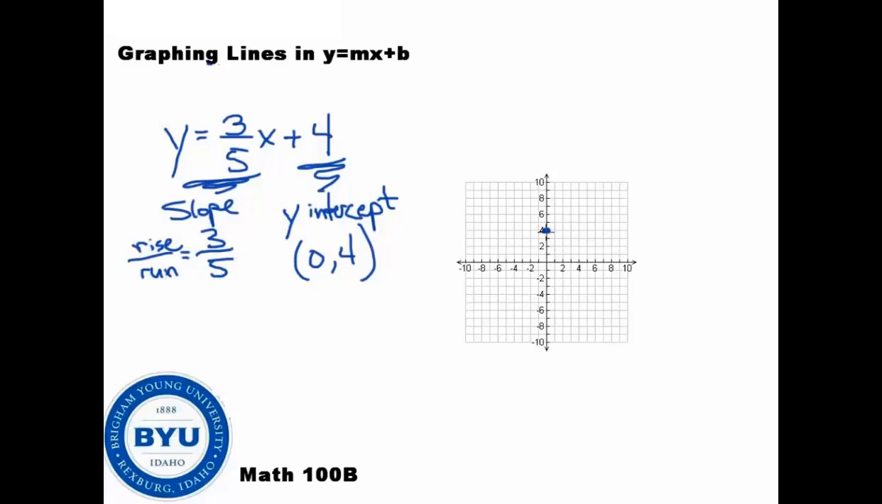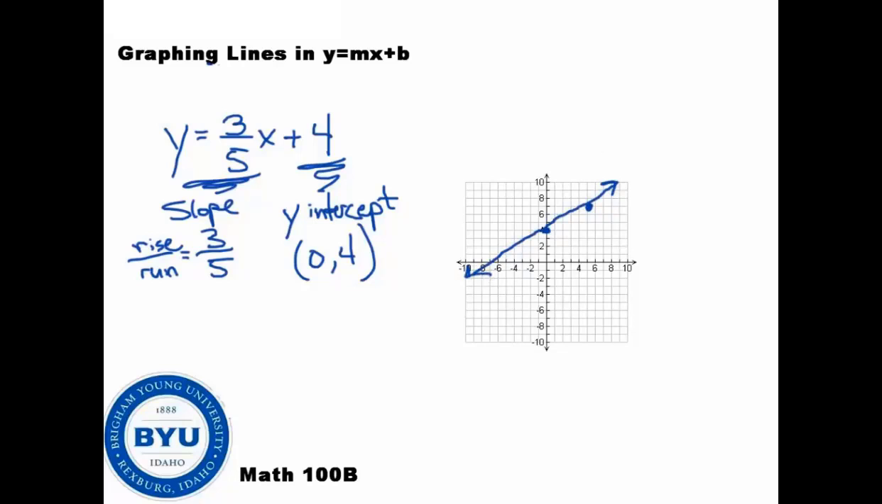So I'm going from my y-intercept. I'm rising 3. 1, 2, 3. And I'm going to run 5. 1, 2, 3, 4, 5. And I connect the line. That's it. That's how we do those types of problems.